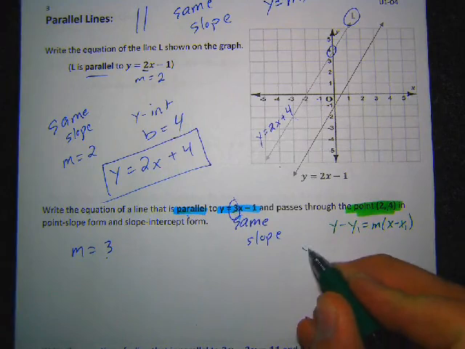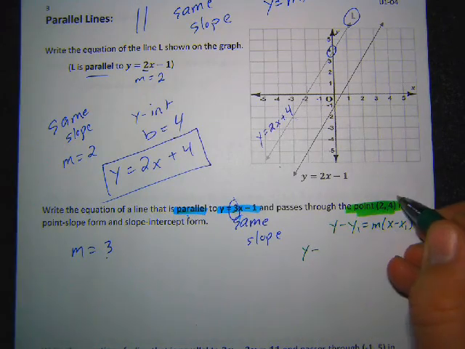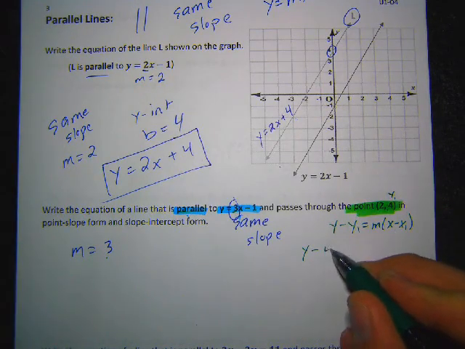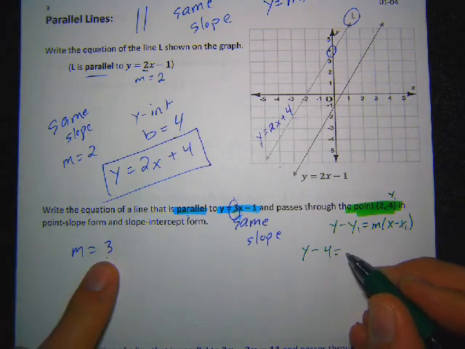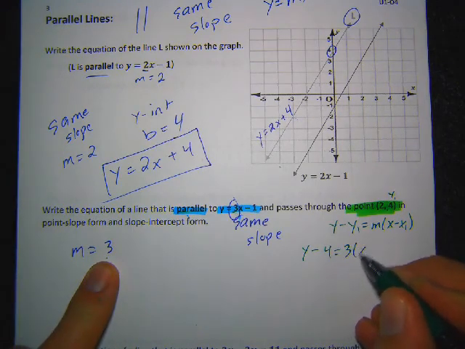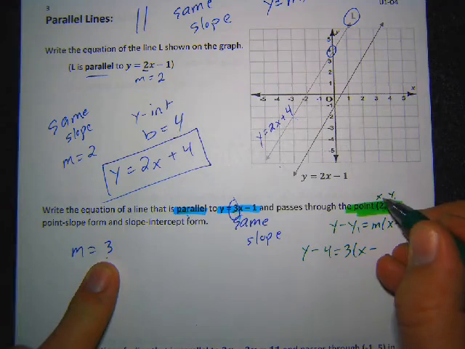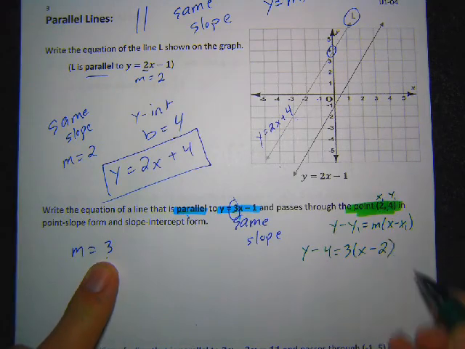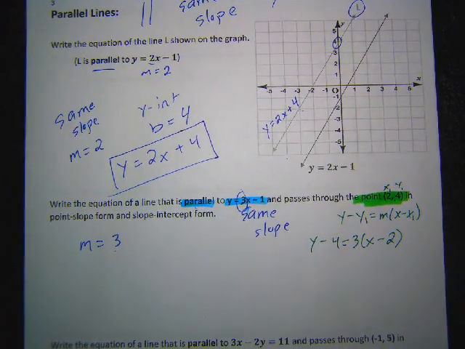So our equation is going to be y minus, our y1 is going to be this 4, so y minus 4 equals slope, which is 3, x minus x1, just this 2 here, so 2, and that's the equation of our line. So now we got an equation for our line.